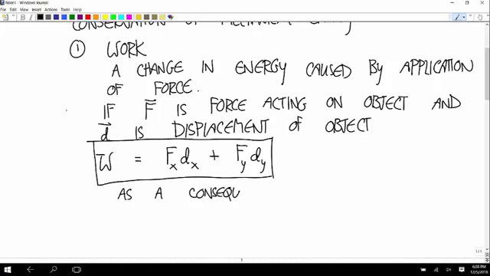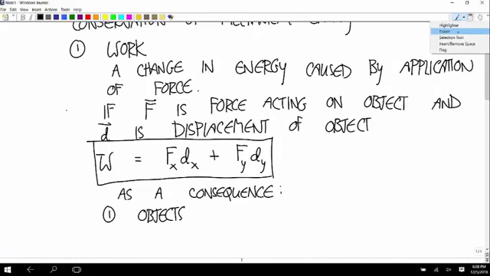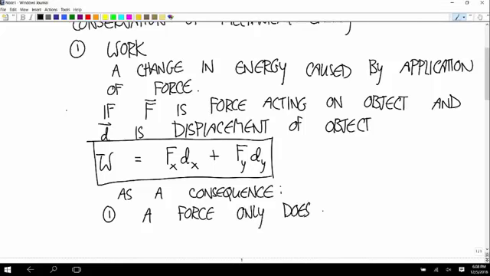As a consequence, first of all, what if you apply a 10 billion ton force to something that doesn't move? Well, that thing would have to be anchored pretty well, but say that that happens, okay? What's the work done by a 10 billion ton force pressing against something that doesn't move? Zero, yep. So objects have to move. Sorry, let me reword that. A force only does work if the object moves.